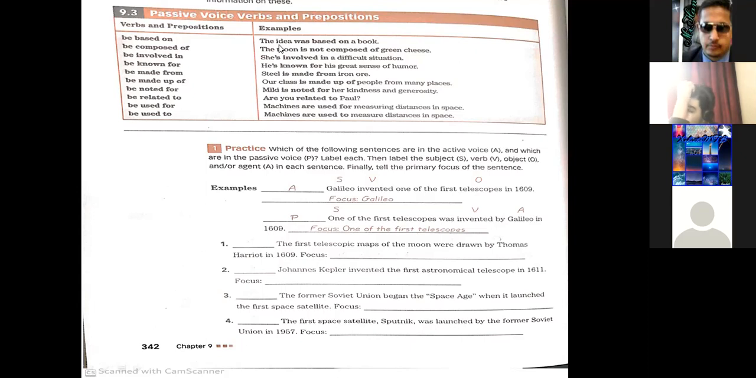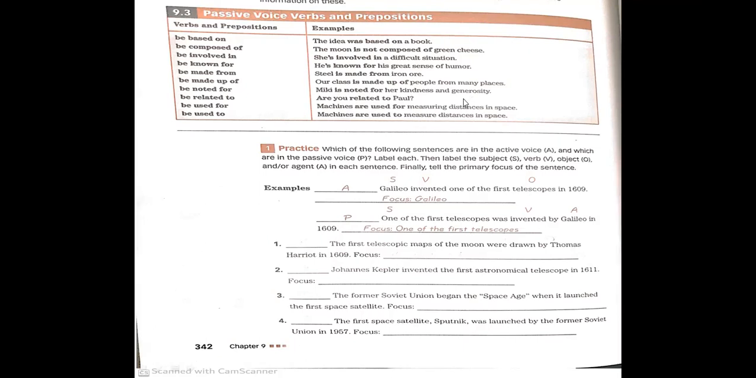Be made from. Steel is made from iron ore. Be made up of. Our class is made up of people from many places. Be noted for. My mother is noted for her kindness and generosity. Be related to. Are you related to Paul? Be used for. Machines are used for measuring distances in space. Be used to. Machines are used to measure distances in space.